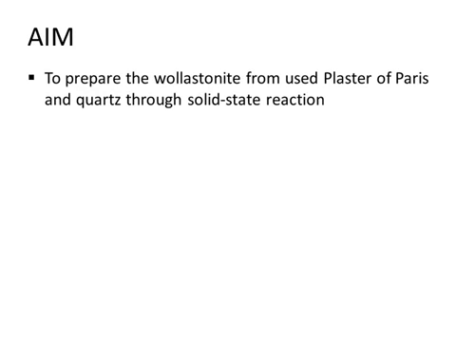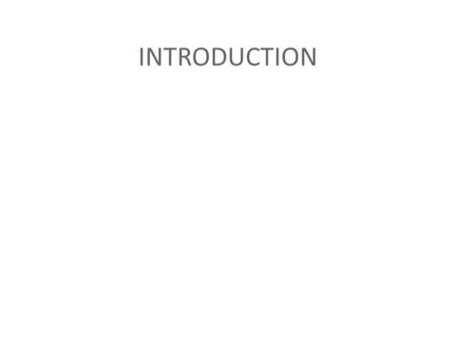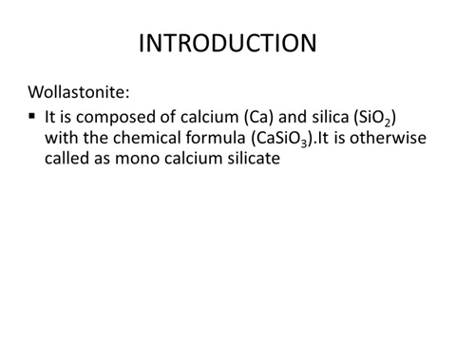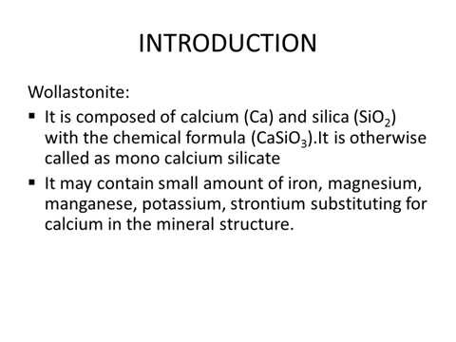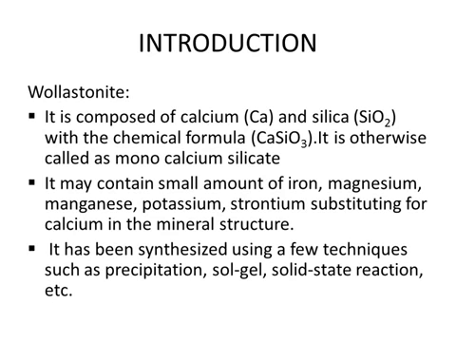The main aim of this project is to prepare wollastonite from used plaster of Paris and quartz through solid state reaction. Wollastonite is composed of calcium and silica with a chemical formula of CaSiO3. Thus, it is called monocalcium silicate. It contains small amounts of iron, magnesium, manganese, potassium and strontium, which substitute for calcium in the mineral structure. It has been synthesized using many techniques like precipitation, sol gel, solid state reaction, etc.